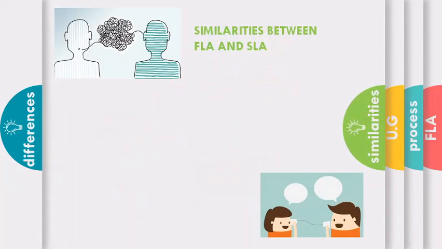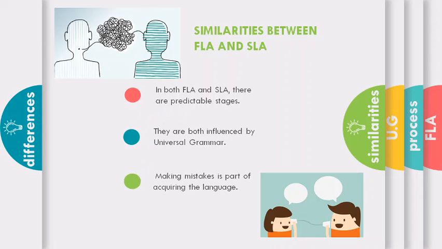Some similarities between first language acquisition and second language acquisition are that in both there are predictable stages. They are both influenced by universal grammar, and making mistakes is a big part of acquiring the languages.